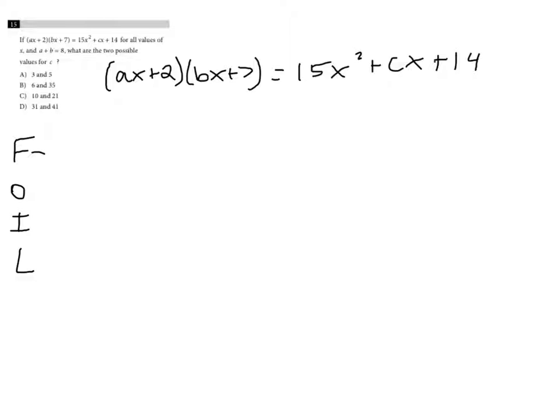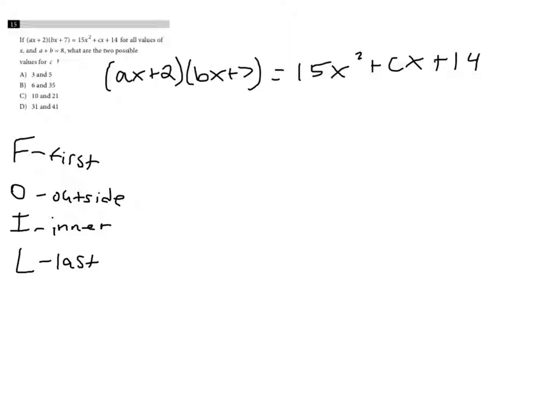Again, FOIL: the F is the first, the front. O is the outside or the outer, whatever your teacher has told you. I is the inner or the inside. And L would be the last. What does that mean? I'm going to multiply my first two terms in my binomials, my outside two terms, my inner two terms, and my last two terms.